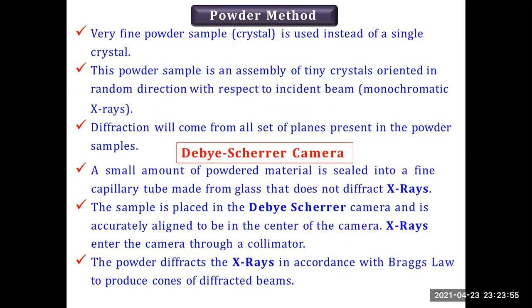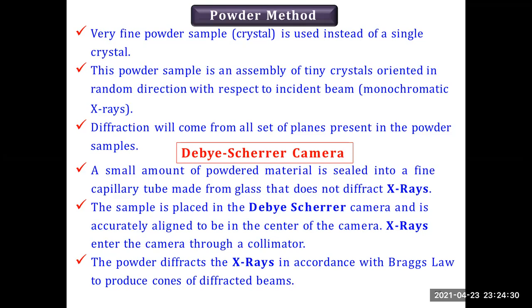In the powder method, a very fine powder sample, which may be single or polycrystalline, is used. Here a polycrystalline crystal is used instead of the single crystal. You should remember that we are using a polycrystalline solid in powder form, and this powder sample can be oriented in different directions. I will show the figure of how this is oriented.